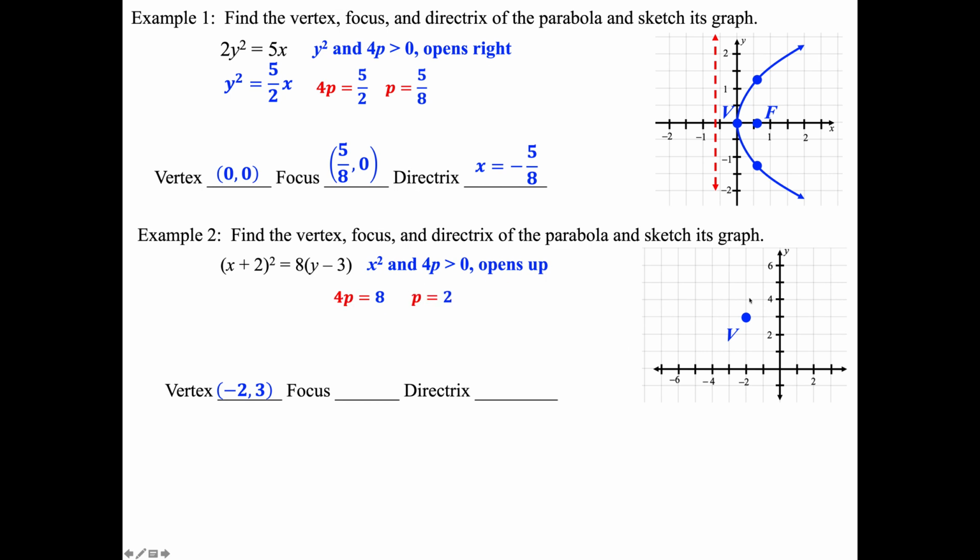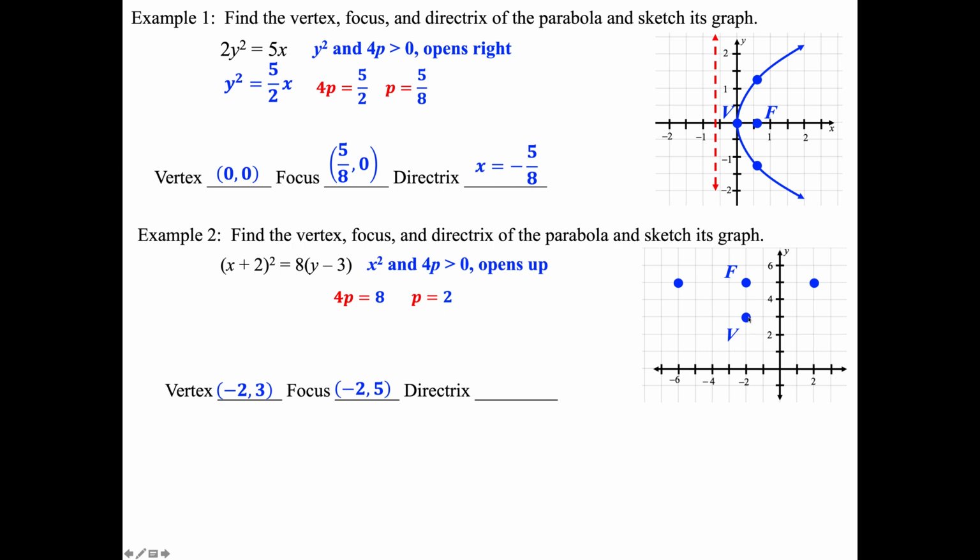We need to count up 2 squares, so that's going to put us at -2. Add 2 to the 3, (-2, 5). There's our focus. Now remember what we said. Vertex to focus is a distance of 2. Make a left-hand turn and double it. Make a right-hand turn, double it. And there's your points that you can plot on your parabola.